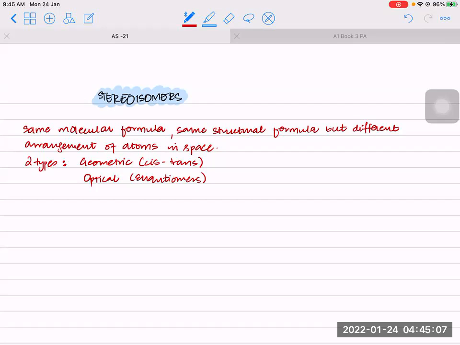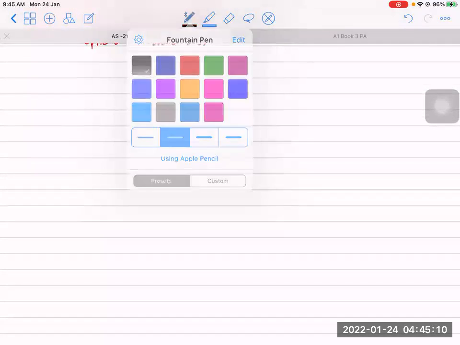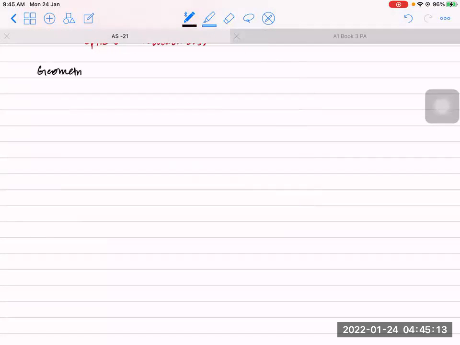Now, what are geometric isomers? For geometric isomerism, two criteria must be fulfilled. How many criteria? Two criteria must be met. And what are the two criteria? This is also known as Cis Trans Isomerism. So two criteria must be met for geometric isomerism or Cis Trans Isomerism, which are, you must have a carbon-carbon double bond. Not just any double bond, a carbon with a carbon.